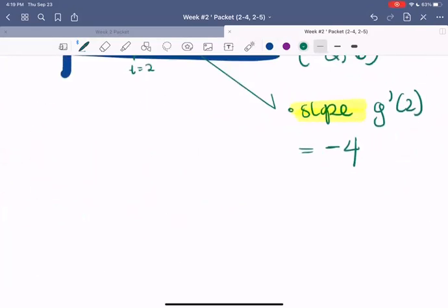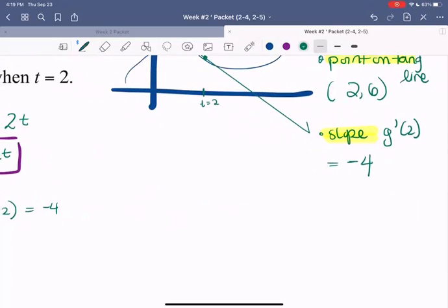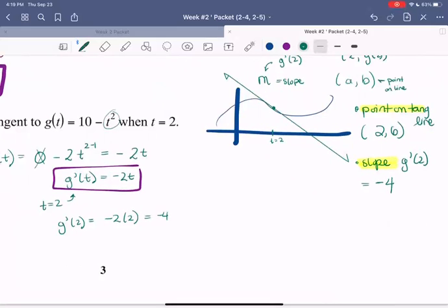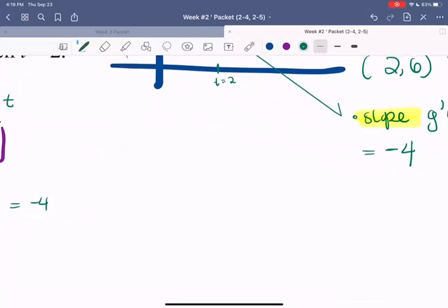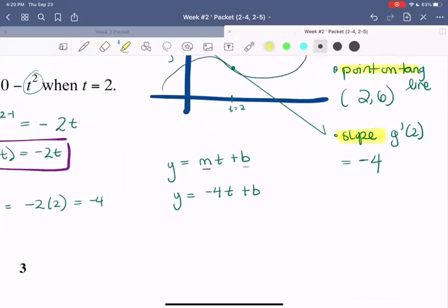Now let's put this together into an equation of a line. Our line will look something like, well, we're using t's for our input here, and I'll still use y's for our output. Our equation will look like y equals mt plus b, where m is that slope and b is the y-intercept. But we just have a point, which is fine. We can find b from that point. So let's plug in one thing at a time. We know the slope is negative 4, so we have y equals negative 4t plus b. And then we also know a point on our curve. We know (2, 6) is a point.